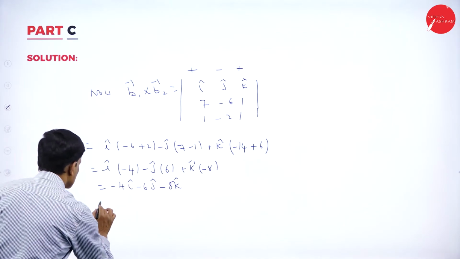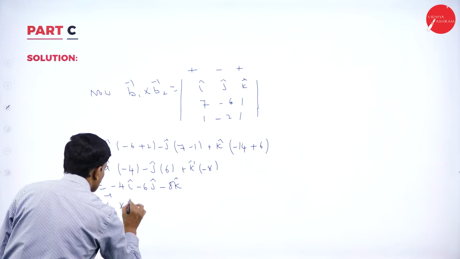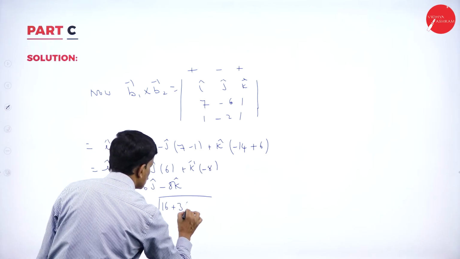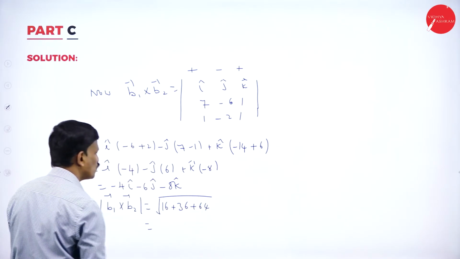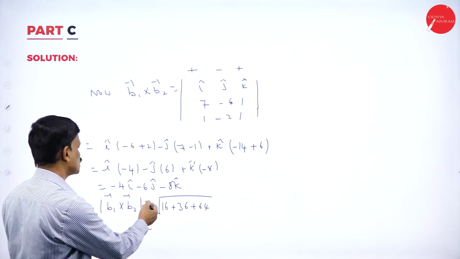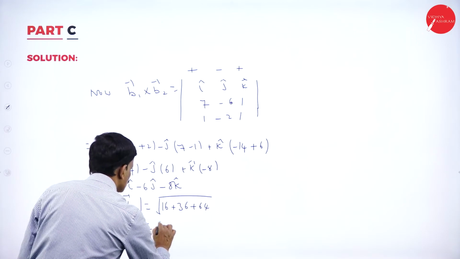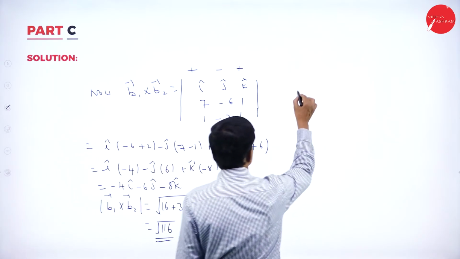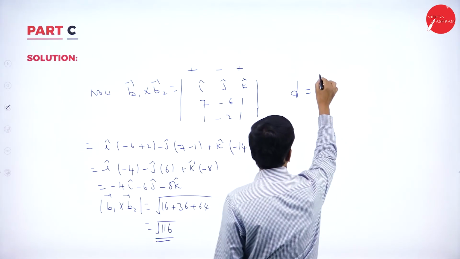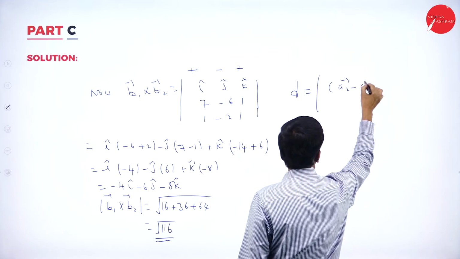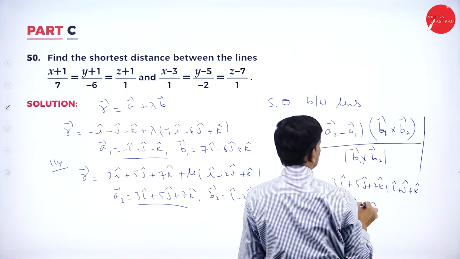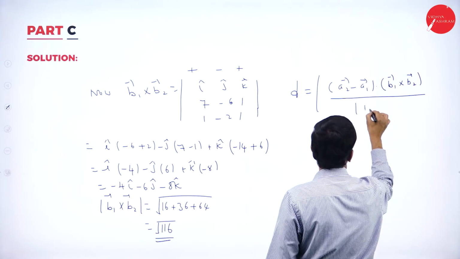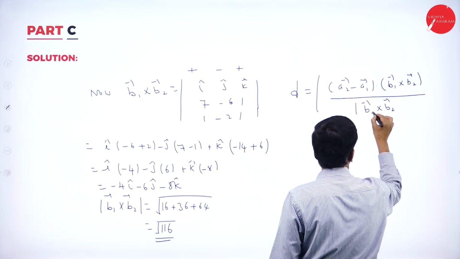Now the length of b1 cross b2 is equal to root of minus 4 square is 16, 6 square is 36, 8 square is 64. 64 plus 36 plus 16, that is 6 plus 4, that's equal to 116. Okay. Now what is the formula? We have, therefore, d is equal to a2 minus a1 dot b1 cross b2, divided by the length of b1 cross b2 vector.